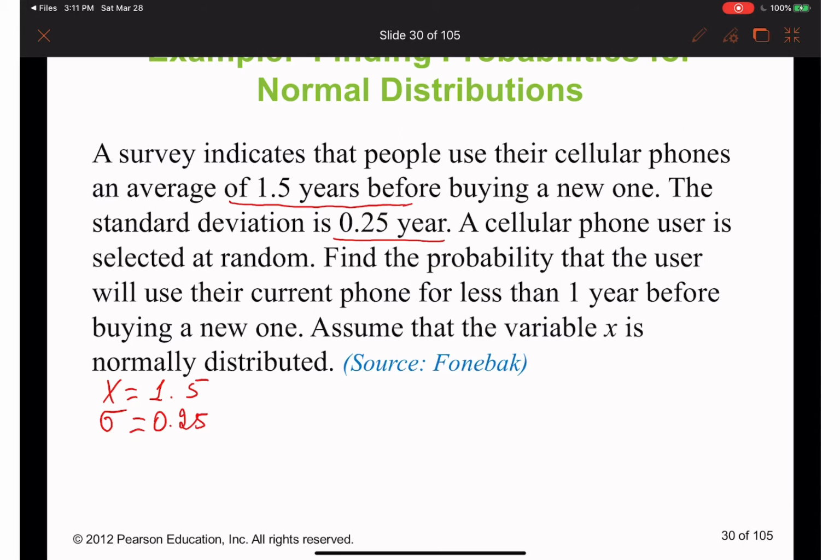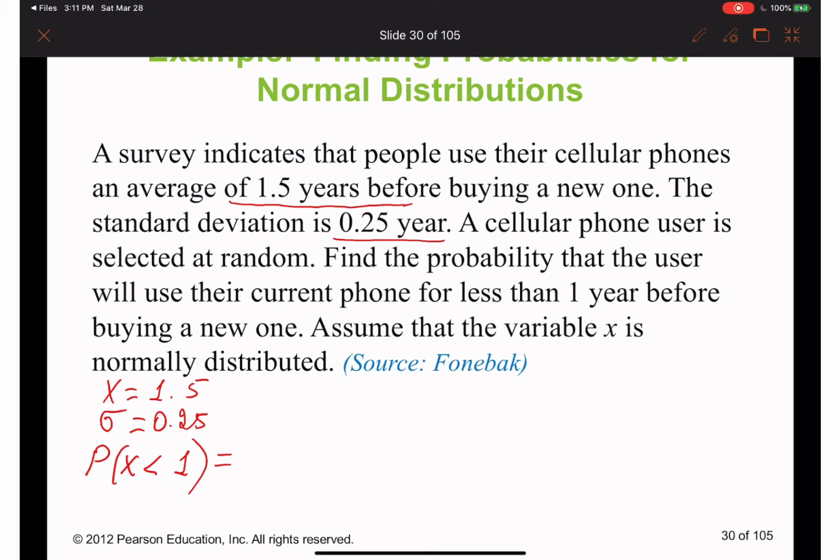A cell phone user is selected at random. Find the probability that the user will use their current phone for less than 1 year before buying a new one. Well, I think with nowadays prices on phones, that would be unbelievable. People would buy in less than 1 year because the prices are crazy. But let's see what the chance will be.